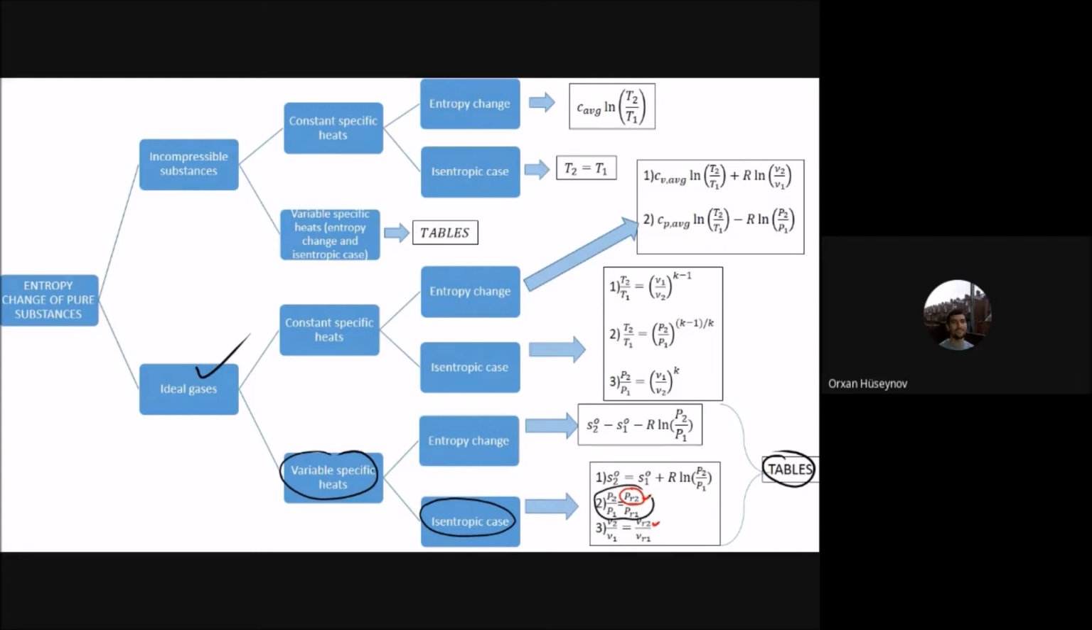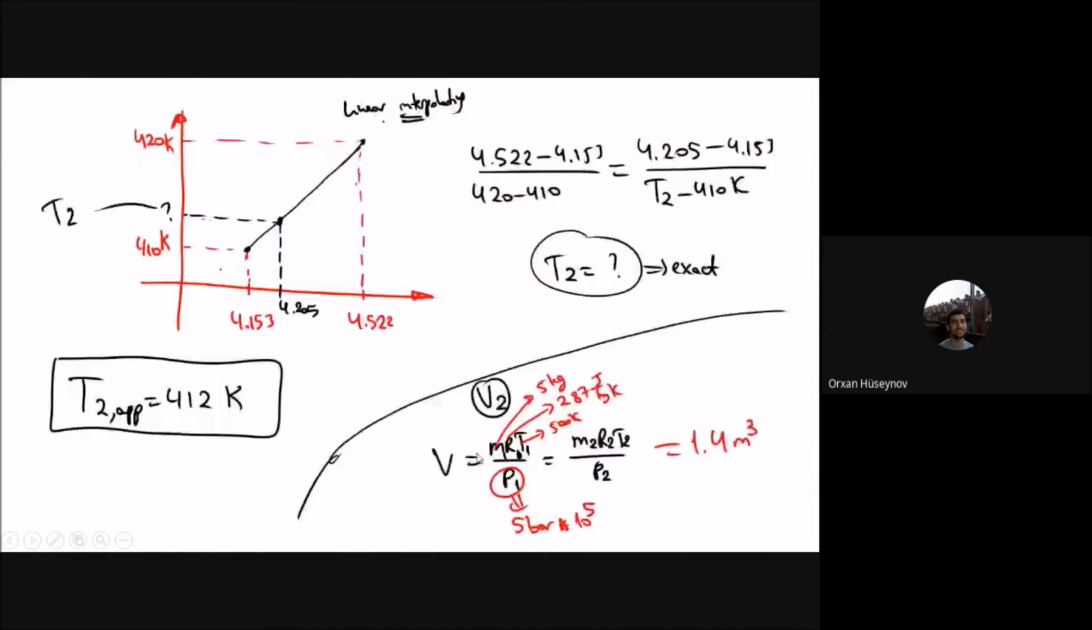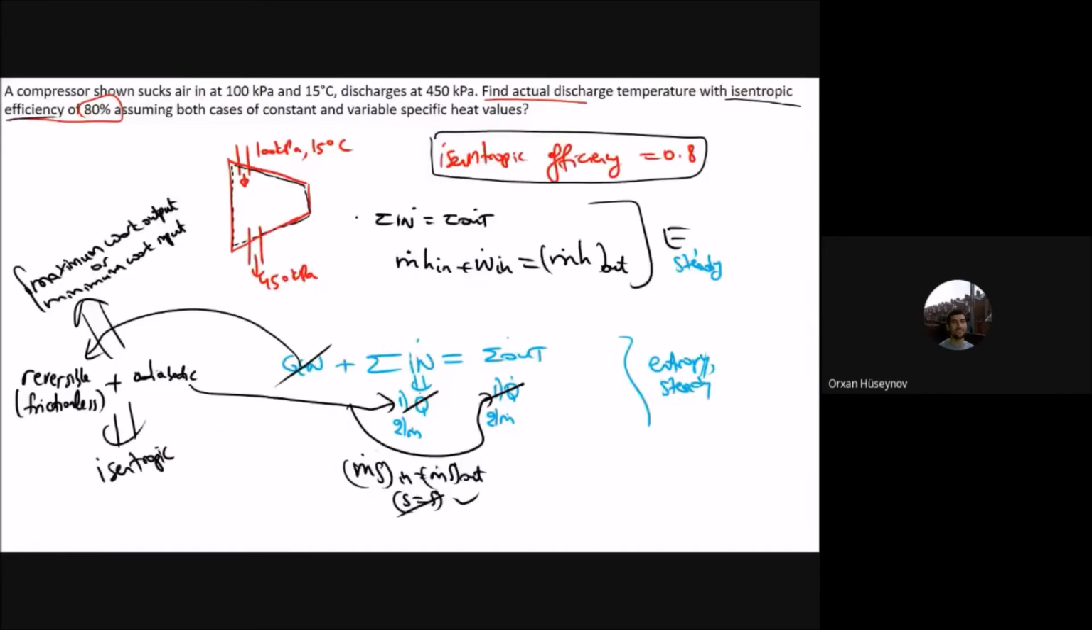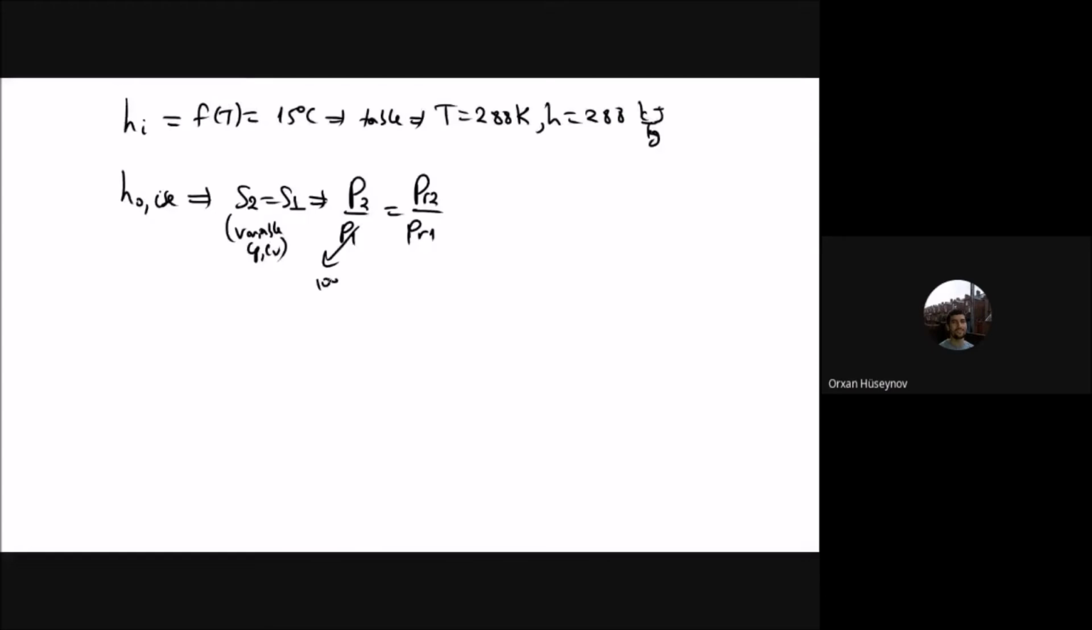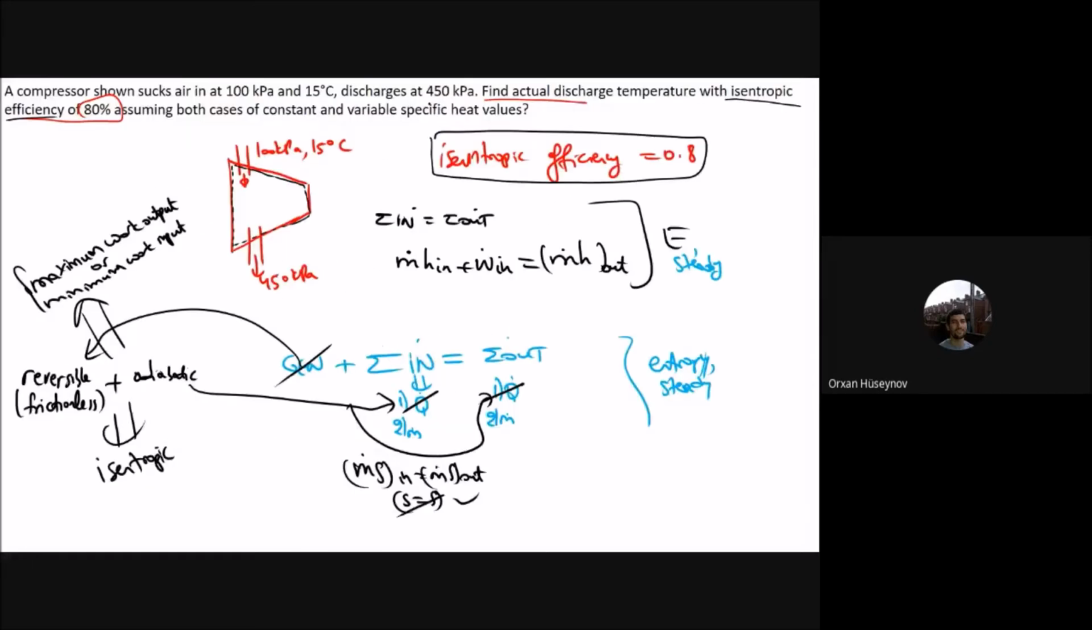So I will use the second one again because the pressures are given. So P2 by P1 will be the same as PR2 by PR1. So I'll write it here. I will use that formula to find it. This will be the formula that I'm going to use, but you should remember it is variable specific heat. And P1 is given as 100 kilopascal. P2 is given as 450 kilopascal. If you go back to the example here, it is 450 kilopascal.